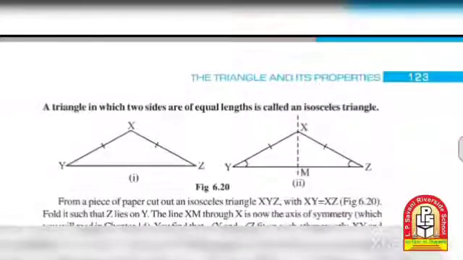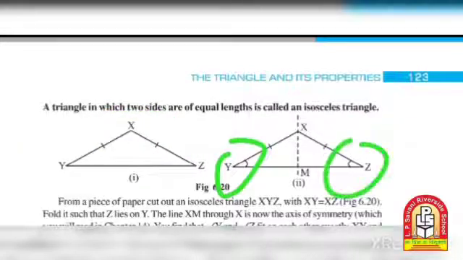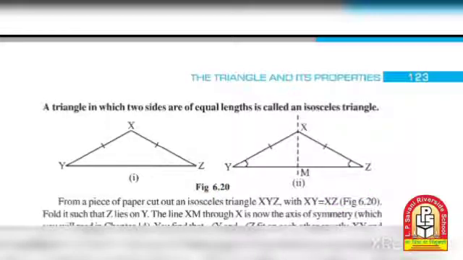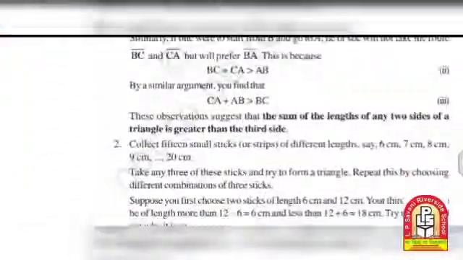Then a triangle in which two sides are of equal length is called an isosceles triangle. Here you can see that two sides are the same and two angles are also the same. This kind of triangle is known as an isosceles triangle. We use the property of this isosceles triangle in the next exercise.